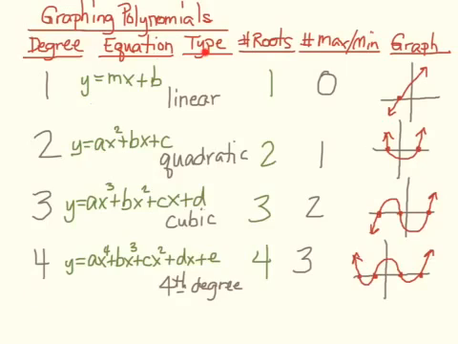Names. These are linear equations with first degree are linear, second degree are quadratic, third degree are cubic, fourth degree, there's no name for it, so we call them fourth degree.